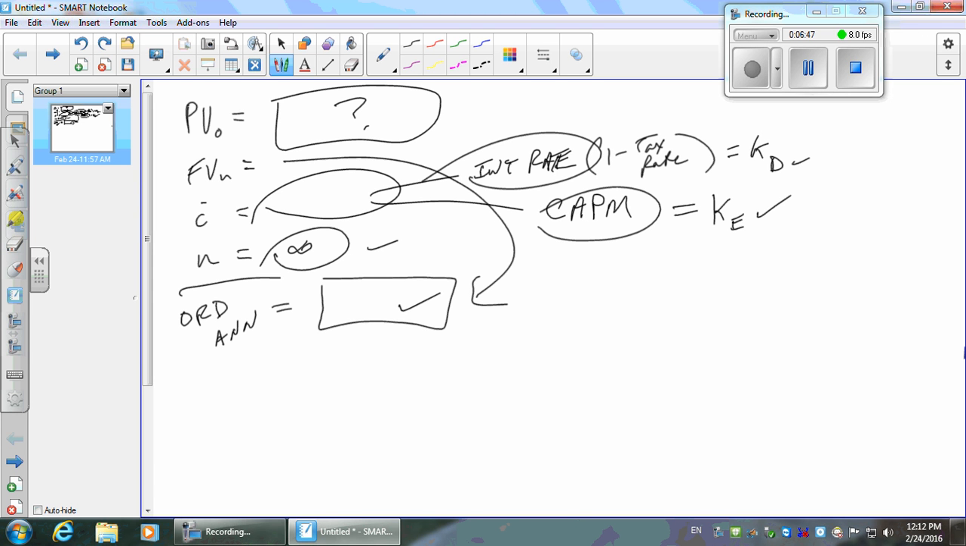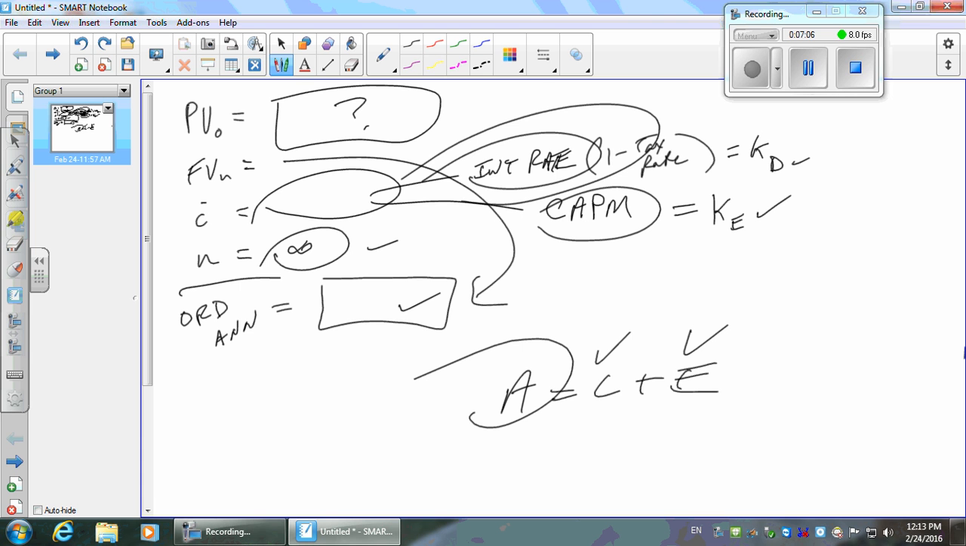What do you get your cash flows out of? What do you invest and generate cash flows with? Assets. You bet. Your assets are what you have invested. Whose money is it? Debt holders and equity holders. What do you pay the debt holders? The interest. What do you pay the equity holders? You better give them their expected return.